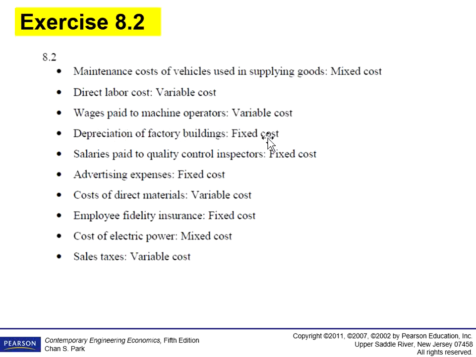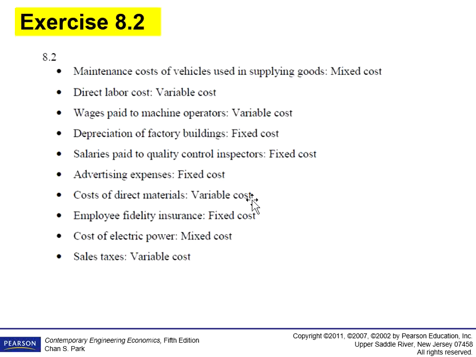Depreciation of factory building. Depreciation is fixed. We know how to calculate depreciation, right? What is depreciation? Cost of an asset divided by its useful life. For any asset, if you divide the cost of the asset by its useful life, it is a fixed depreciation. Salaries paid to quality control inspectors is a fixed cost. Advertising expense is also a fixed cost, it does not depend on units you produce.